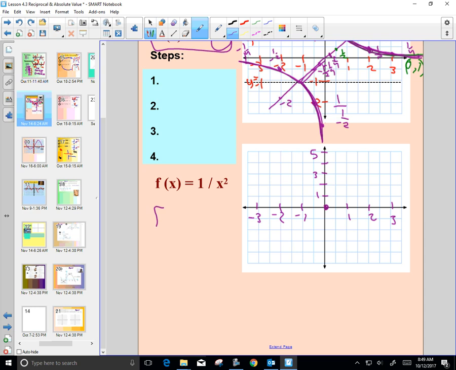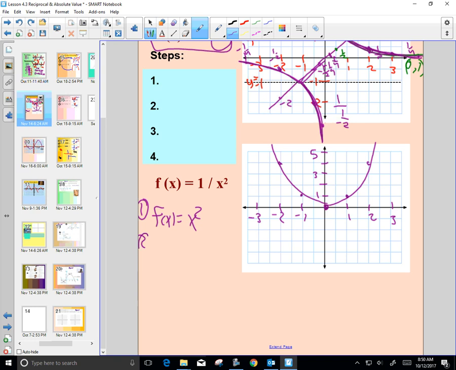So we're going to draw step 1. F of x, we'll just say is x squared. Graph that. 1, 1. Negative 1, 1. Negative 2, 4. 2, 4. Here is your y equal x squared.